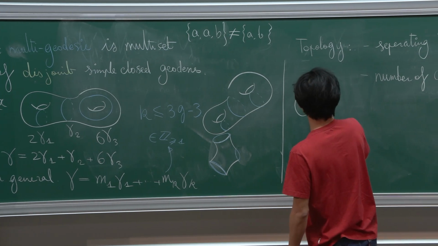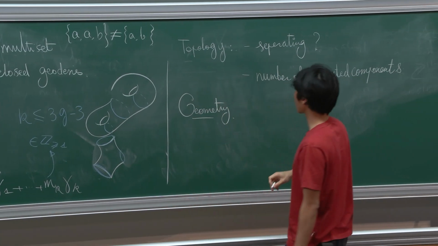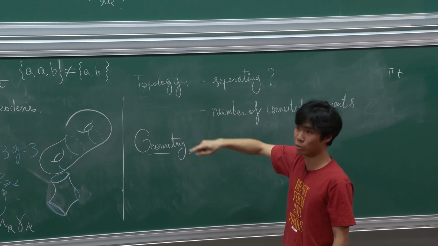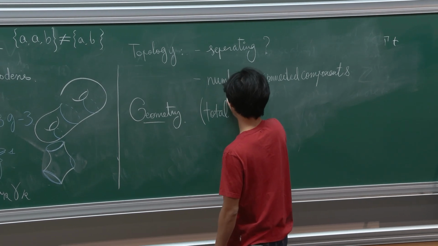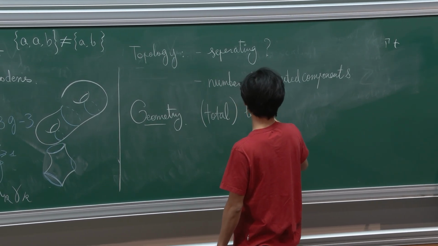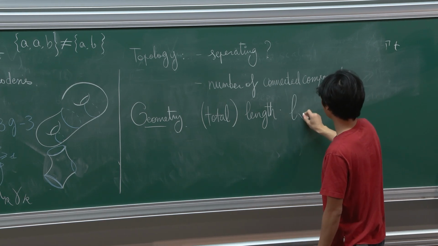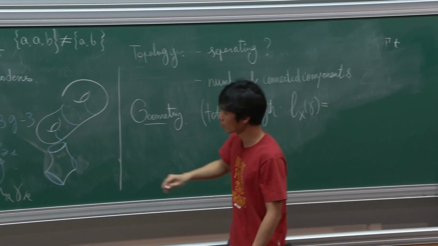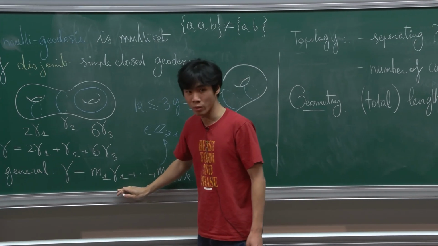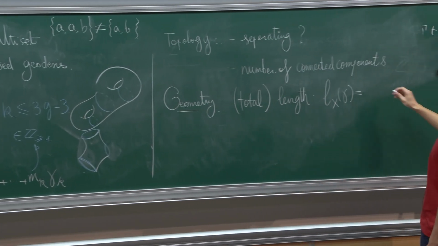And geometrically, of course, you still have the length of it, which is well defined. You can call it the total length, which will be defined by just linearly extending the length from the definition for the simple case.